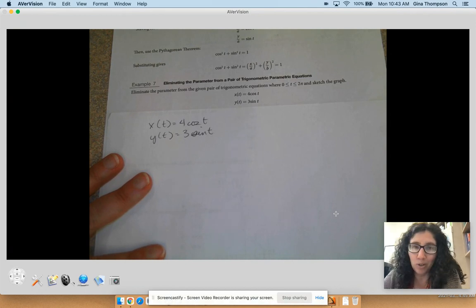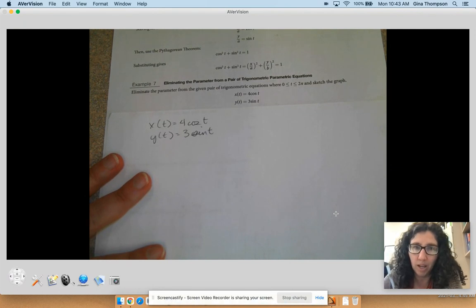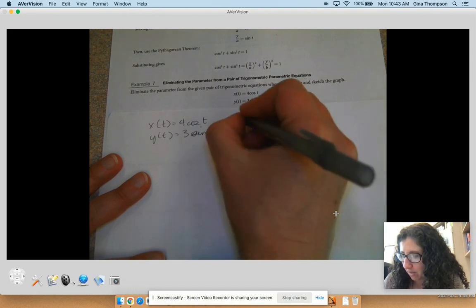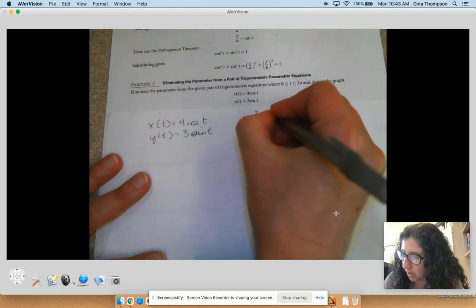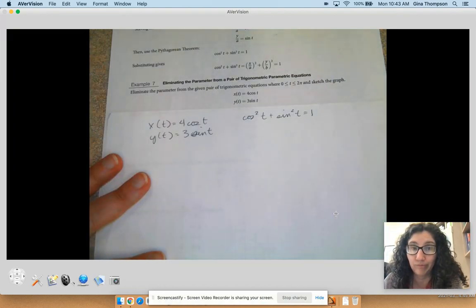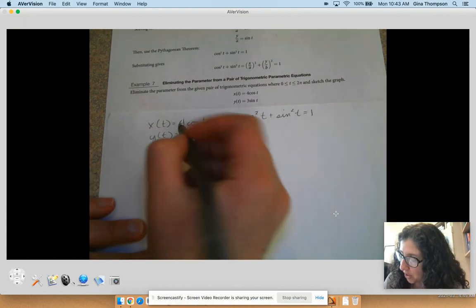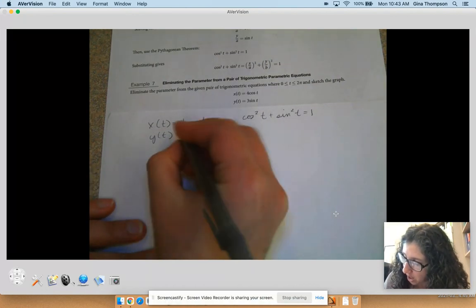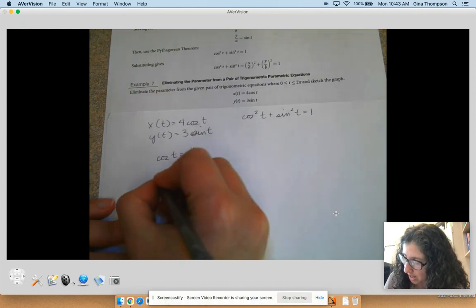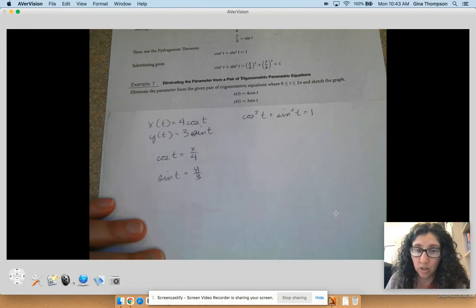So here's what I'm going to do. This is the key, and this is like the one trick you have to know. In all the other equations you're really just solving for t, or for something like e to the t, like we did. Here's the trick. We're going to use the fact that cosine squared of t plus sine squared of t equals 1. So instead of solving for t, I'm going to solve for cosine of t. I'm going to say cosine of t equals x over 4, and sine of t equals y over 3. I just solved each of these equations for cosine and sine.